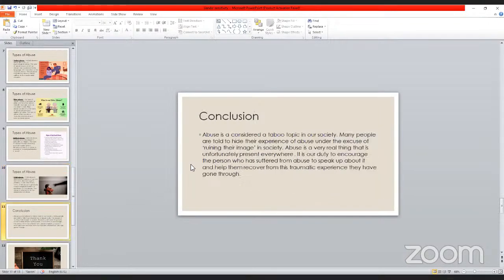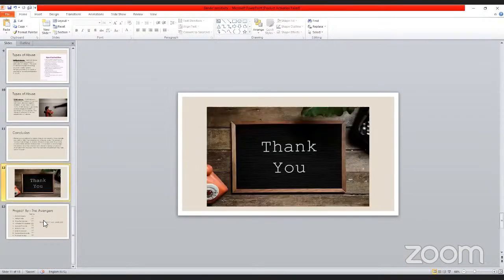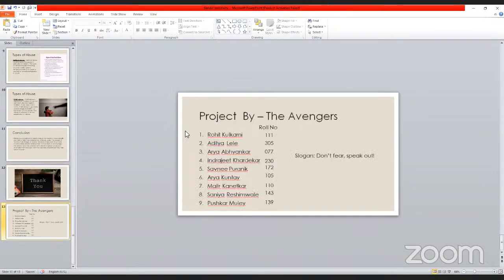In conclusion, abuse is a taboo topic, and many people are told to hide it because it will ruin their image in society. It is a very real thing, and it is our duty to encourage people to speak up about it. Thank you. Yes, thank you, Rohit. Thank you very much.